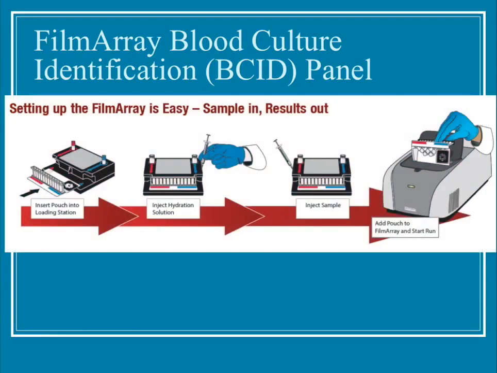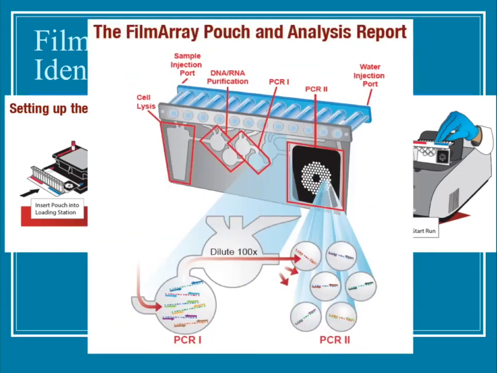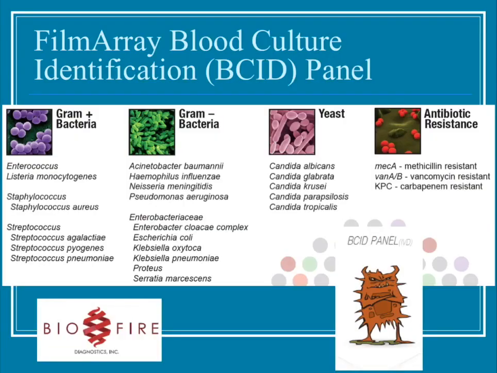They have this little pouch. This does not take a master's degree to do. You inject a hydration solution, you inject a sample, add to a very expensive machine called the FilmArray, and then you hit start. And then it does 2 different PCR combos. And then with 2 minutes of hands-on time, you don't have to precisely measure anything, and in about an hour, you literally will most likely have the name of the bug that came from a positive blood culture.